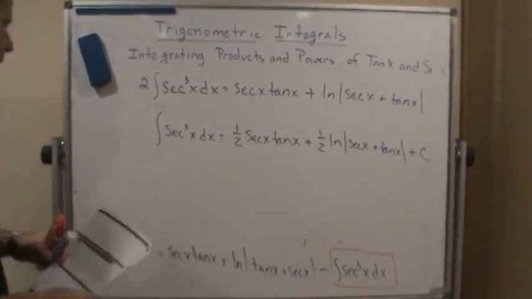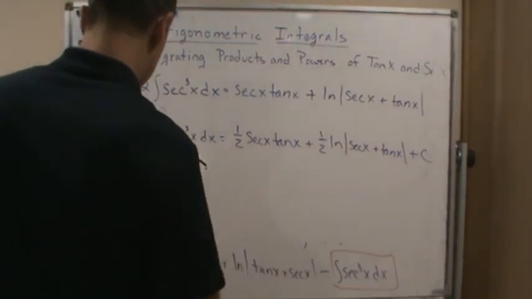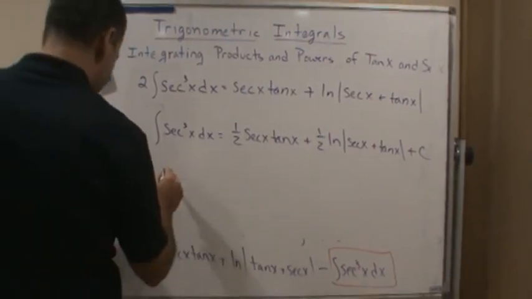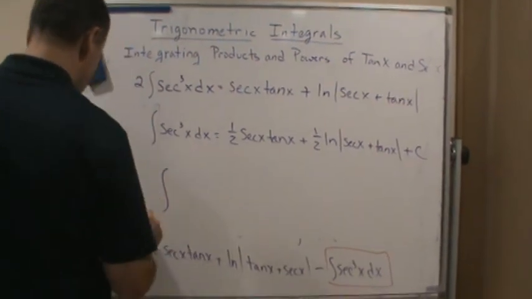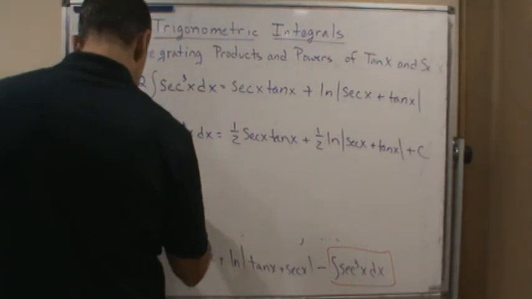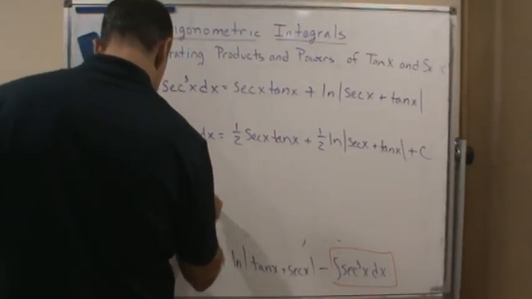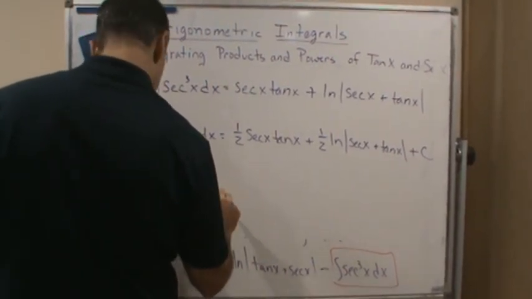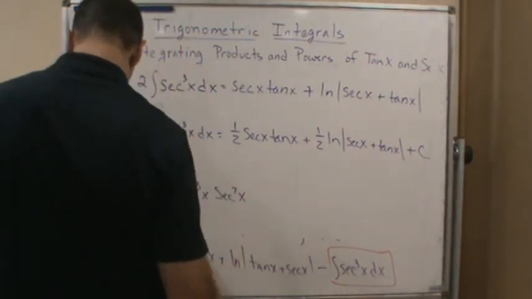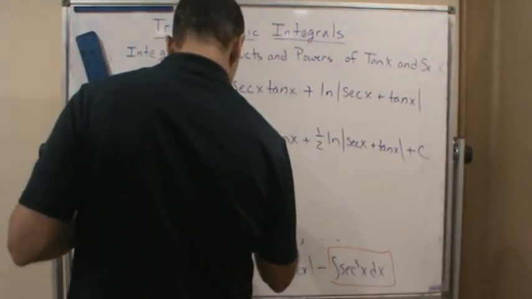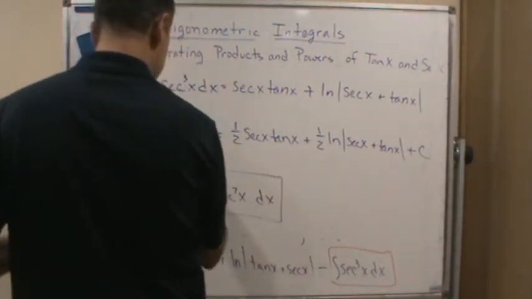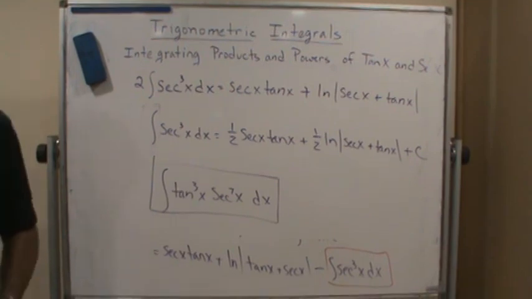Okay, here's one for you guys. I know you've been dying to do one. So here's one for you guys to work on. So try this one on your own and see what you get. So this is tangent cubed x secant to the 7th power of x dx. So you guys do this one and see what you come up with.